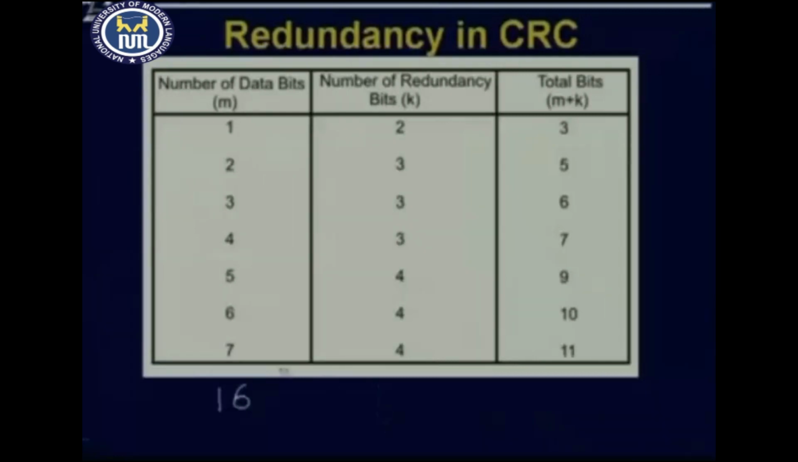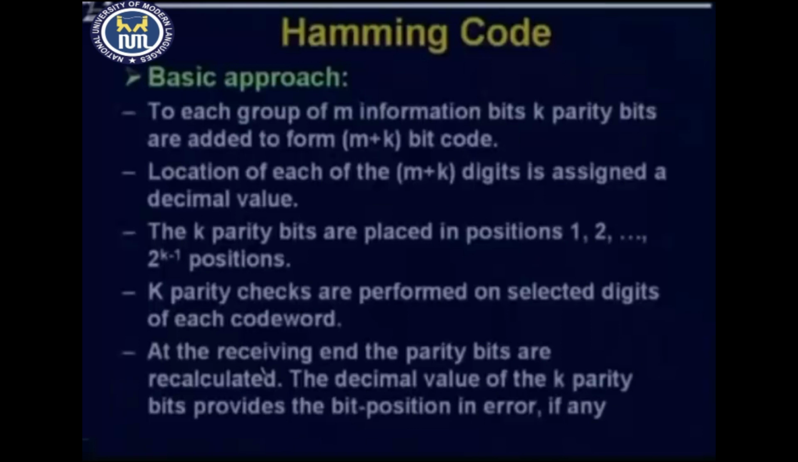So let's suppose we have 16 bits, we can assume that it may require 5 bits. So that means m plus k becomes 21. So 5 redundant bits are added with 16 bit data. That will make it 21 bits. So we will see how it's done.